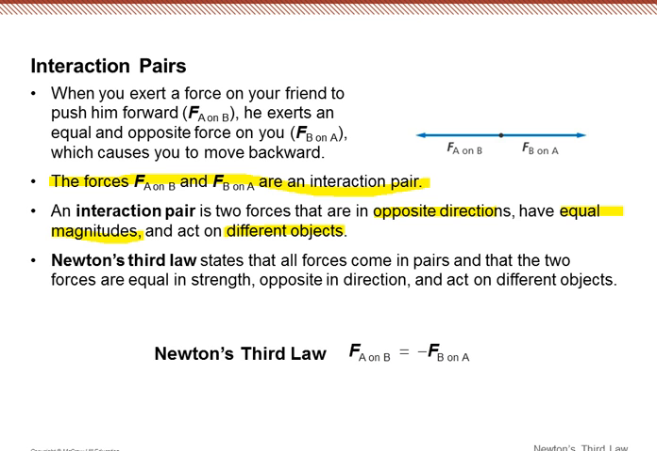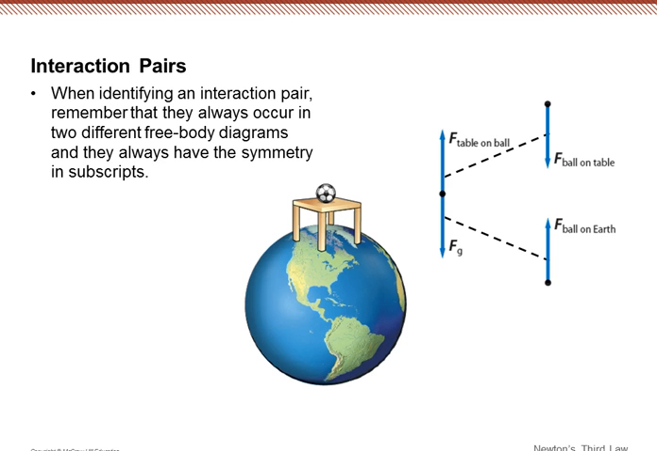And so the mathematical way to express Newton's laws is just saying the force of A on B is equal to the negative of the force of B on A. This just shows that they're opposite directions. So a way we see this: a soccer ball is sitting on the table, and that table just so happens to be on top of Earth. Obviously, this is not drawn to scale.